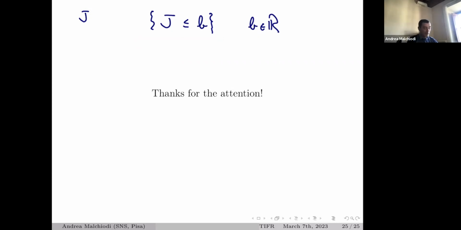Okay, so what we do is to consider two cases. So one, B close to plus infinity. And in this case, you can show that the sublevel is topologically trivial, is contractible.